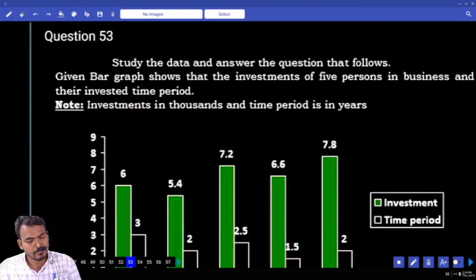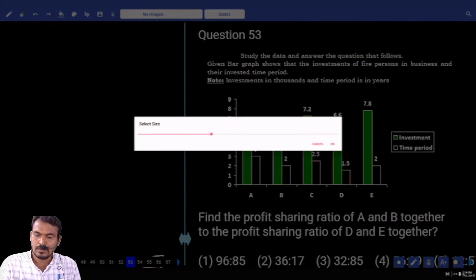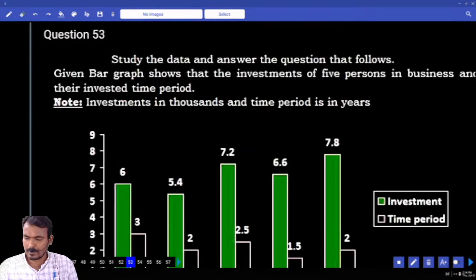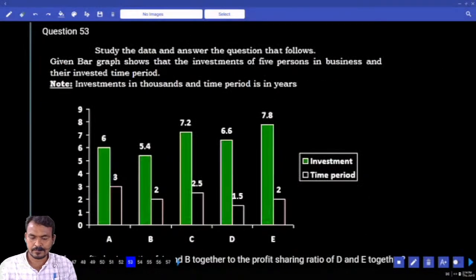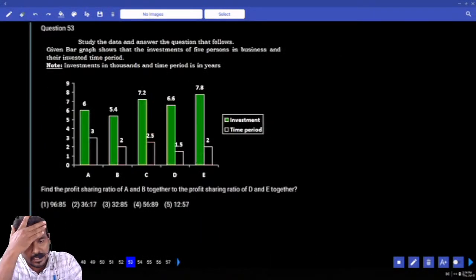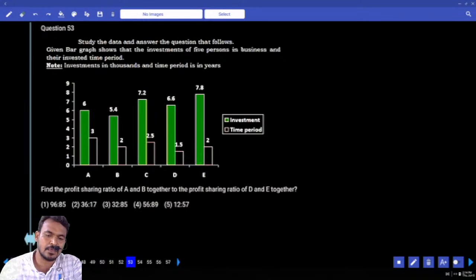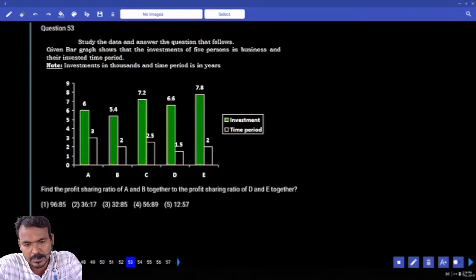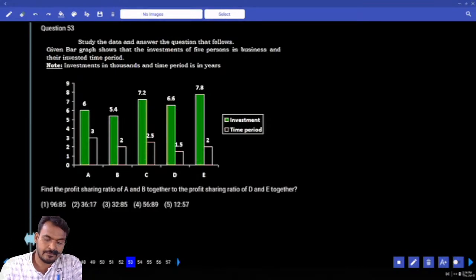Question number 53. The given bar graph shows the investments of 5 persons in a business and their time period. Investments are given in thousands and time periods are given in years. Green color are investments and white colors are time periods. Find the profit sharing ratio of A and B together to the profit sharing ratio of D and E together.